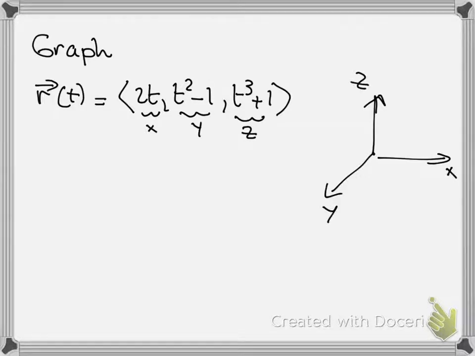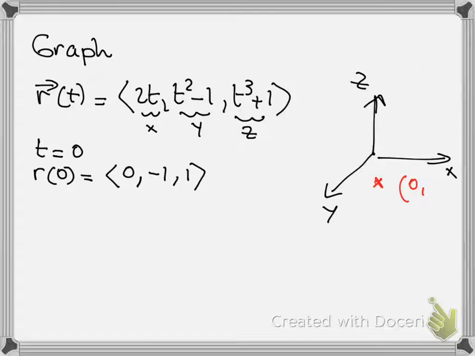So if you say t is equal to 0, then r of 0 would be 0, negative 1, and positive 1, right? So basically what you get is the point 0, negative 1, positive 1. So you get this point here. But this point, again, corresponds to the time t equal to 0. So if the time t is equal to 0, you get this point. So that's r of 0.